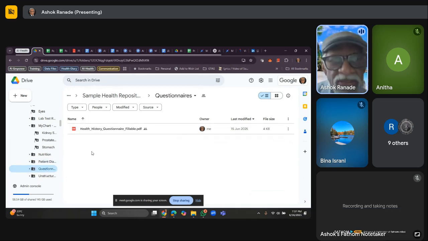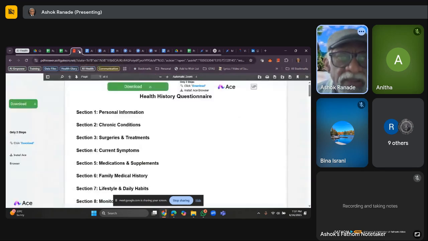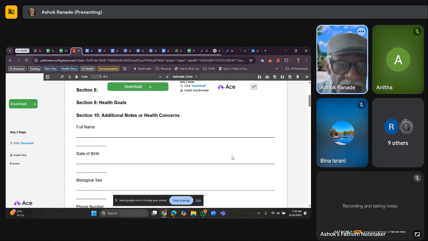So this is just like when you go to some medical practitioner, and before seeing the doctor, they ask you to fill up a form. So something of that type. I have created one form here. On this form you can fill up all your information: name, date of birth, etc.